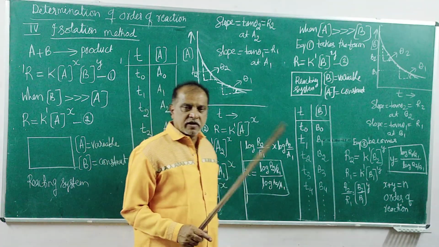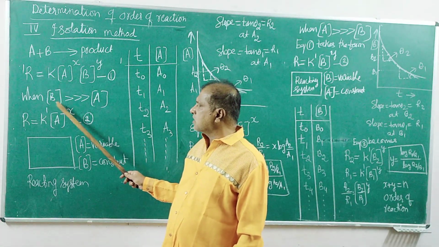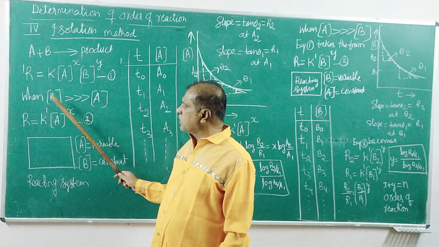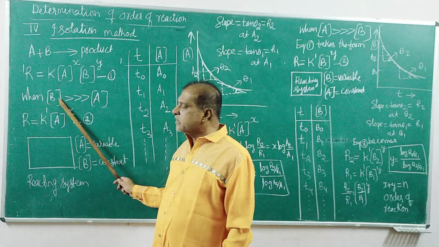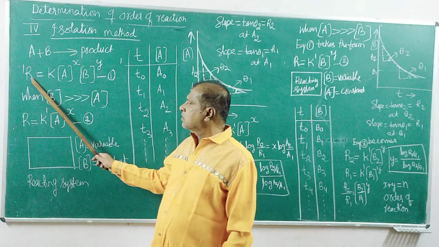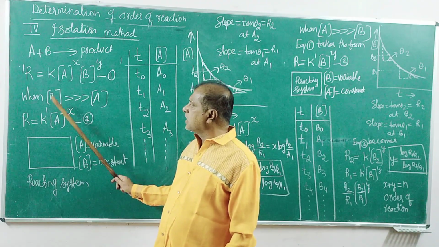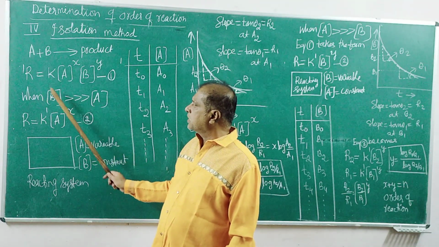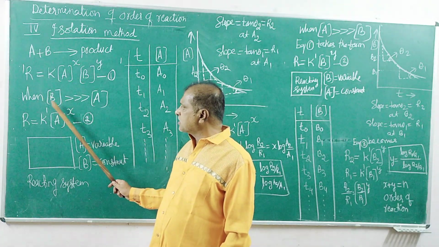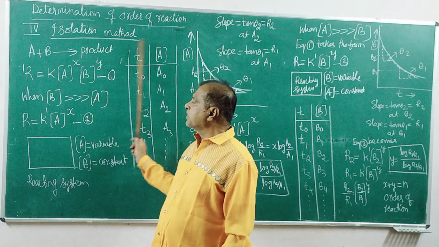What is the technique? Keeping a very high concentration of one of the reactants, that is the concentration of B. Actually, by doing so, we are isolating the effect of concentration on the rate of reaction. The concentration of B is isolated, so the effect is isolated on the rate of reaction. That is called the isolation method.